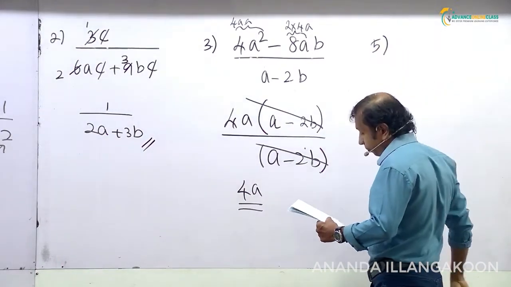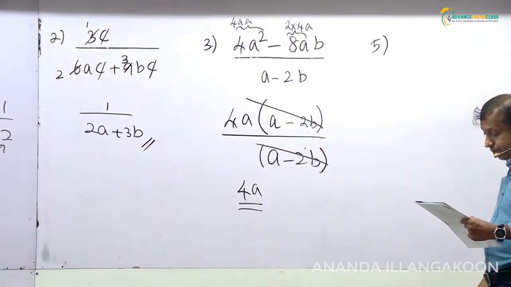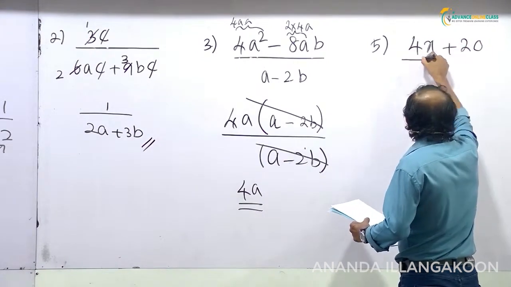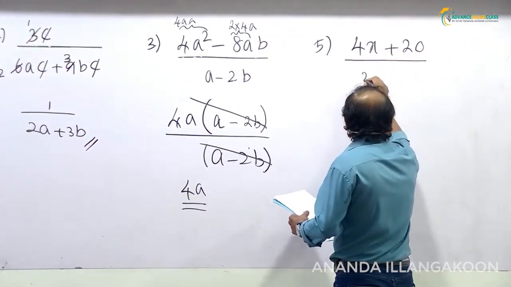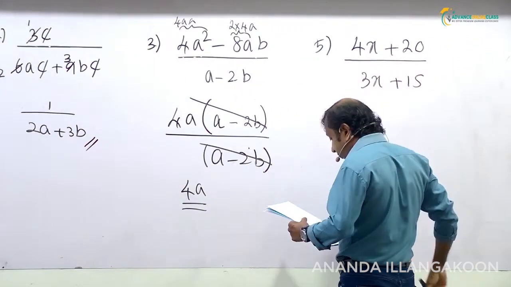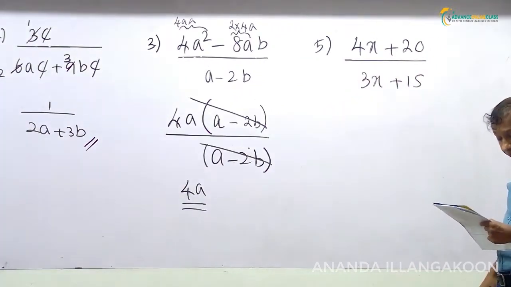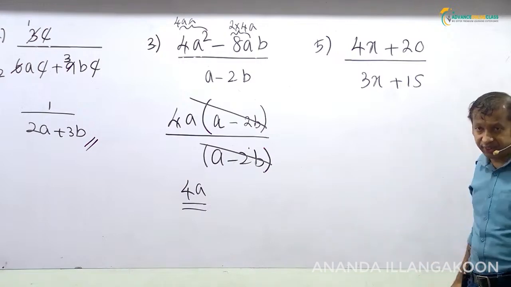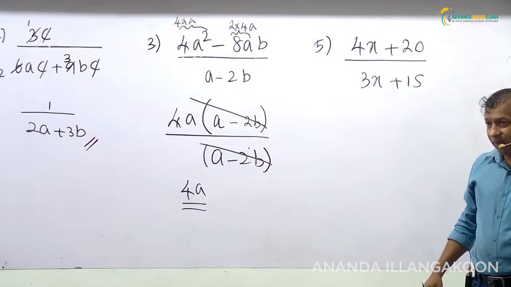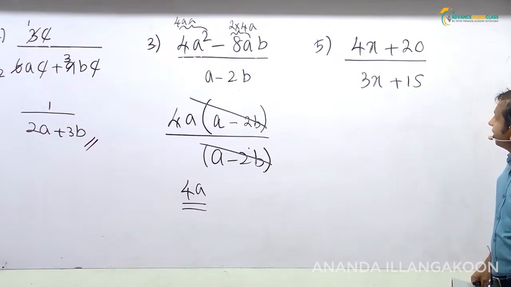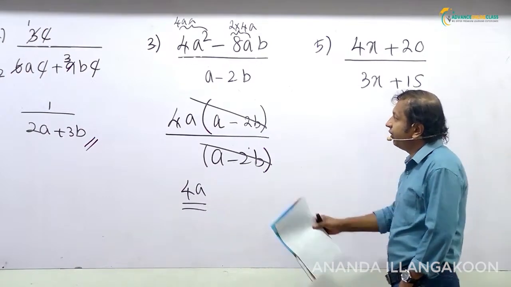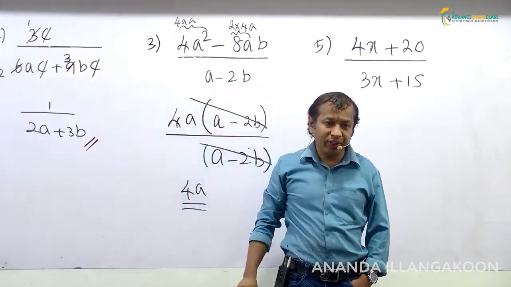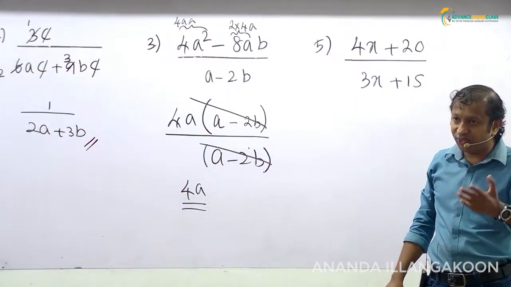Take number 5, people. It's (4x plus 20) over (3x plus 15). Try to understand here, right? Simple things, right? Now in this case, as we notice here, we don't have common letter or number for the numerator and denominator both. That means what? Next step is what?